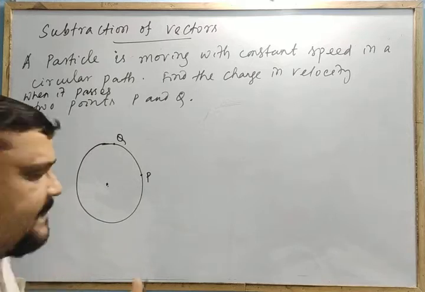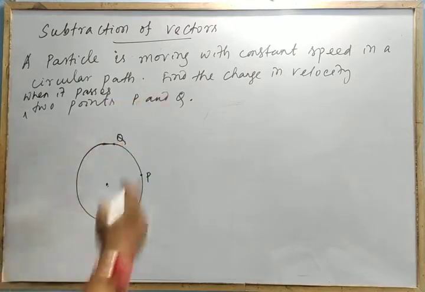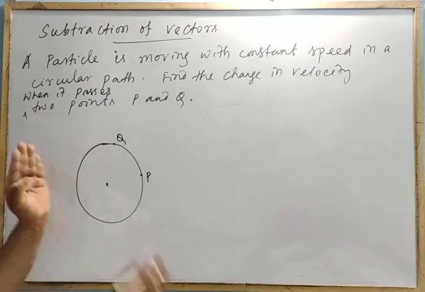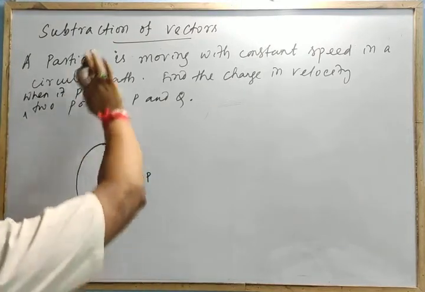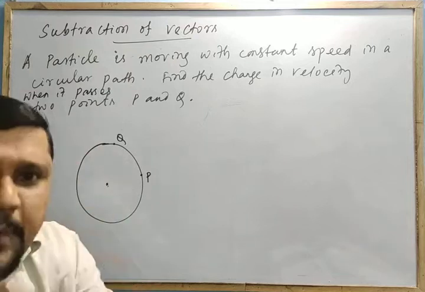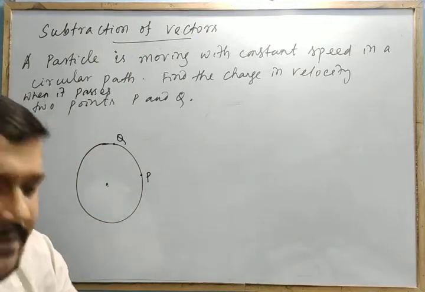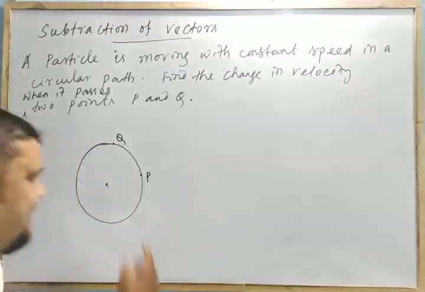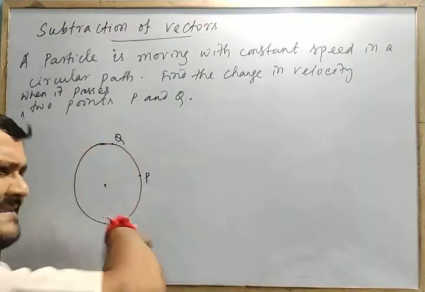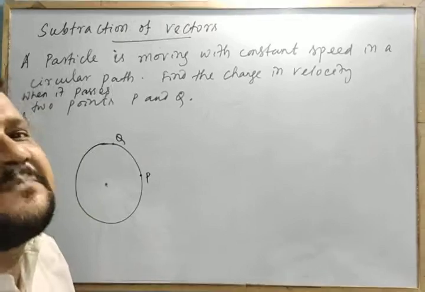Naturally, at P there is one velocity, and at Q it has another velocity. What is the change in velocity? To find that change in velocity, I need this subtraction of vectors. That is my point to understand this thing. Clear? As you know, when a particle is moving with uniform speed, it completes the circular path, but its velocity is different.